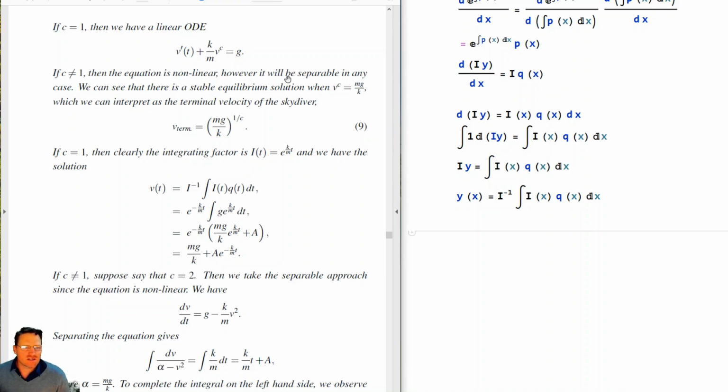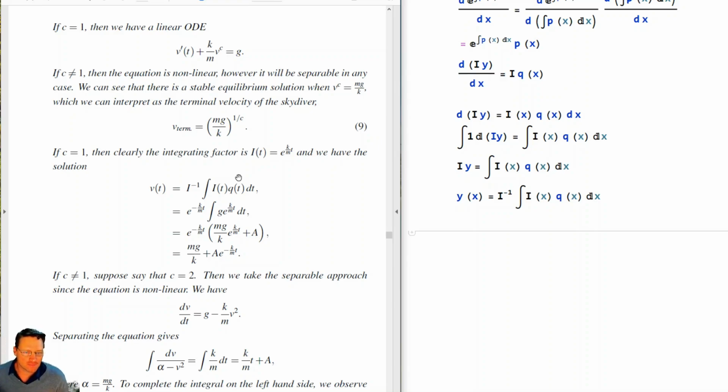Okay, so we can see that there's a stable equilibrium solution when v to the power of c is equal to mg over k, which we can interpret as the terminal velocity of the skydiver. So raising to the power of 1 over c will give us that v, the terminal velocity, is the cth root of mg over k. Again, if c is equal to 1, we have a linear ODE, so let's go ahead and solve it.